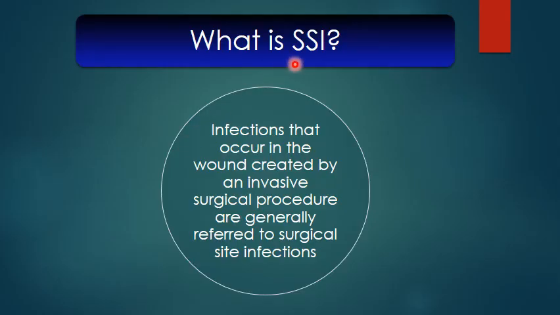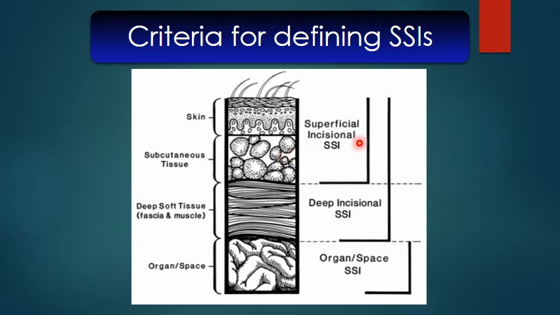What is surgical site infection? It is infection that occurs in a wound created by an invasive surgical procedure. We have superficial incisional surgical site infection, which affects the skin and subcutaneous tissue. We have deep incisional surgical site infection, which affects the deep fascia and muscle. And we have organ or space surgical site infection, which affects spaces and organs.